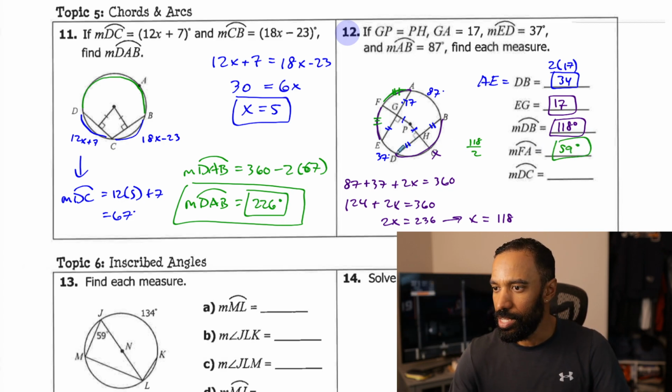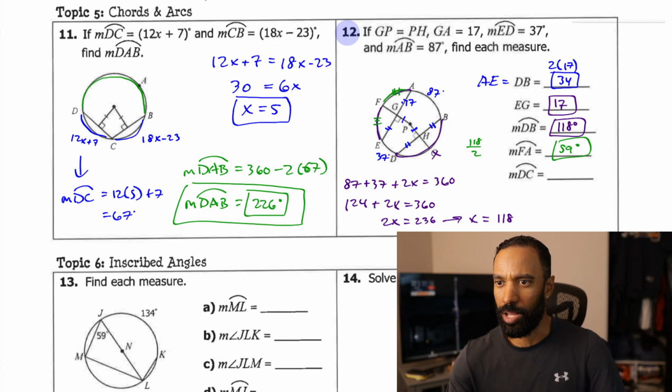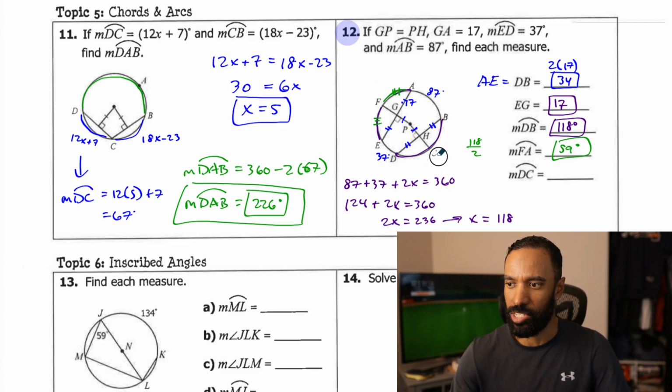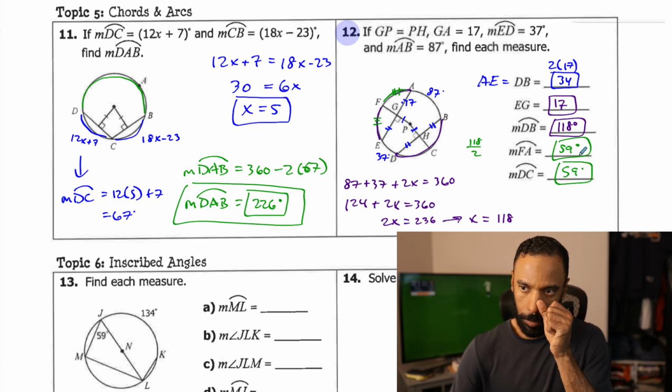Measure of arc DC. Where's C? Oh, that's also blocked. Measure of arc DC is also 59 degrees because they're congruent. This one is bisected in the same way. So 59 degrees. All good.